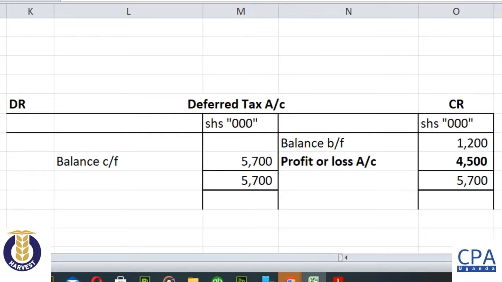I hope you've noted the presentation. This is a deferred tax liability, and you must indicate this under the non-current liabilities. At the same time, you're going to recognize an expenditure in your administrative expenses, or whichever classification you can give it. You're going to recognize an expenditure of 4.5 in your statement of profit or loss.